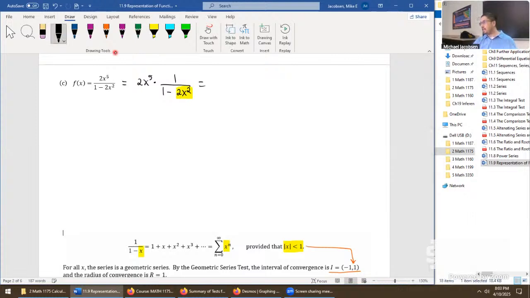We're just taking this as 2x to the power of 5 multiplying a summation from 0 to infinity of something to the power of n. And again, looking down here, the thing to the power of n is whatever is to the right of the negative sign, which is 2x squared. So all that directly just copies right in. Now we're on the step of simplifying this by finding the interval of convergence.